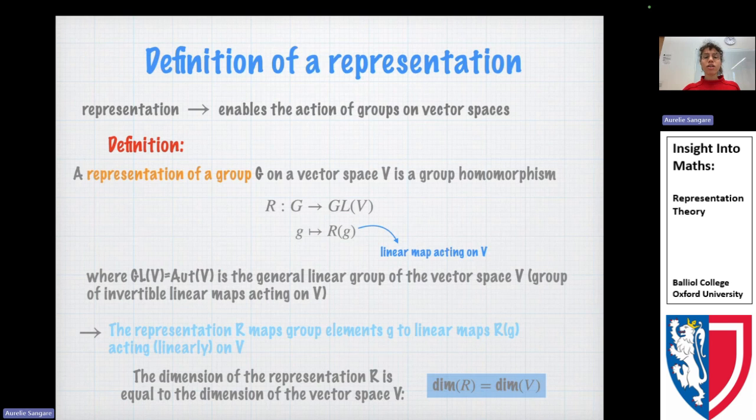And now, if you were to consider the representation of some group on R2, your representation would be two-dimensional, since it has the same dimension as the vector space R2.